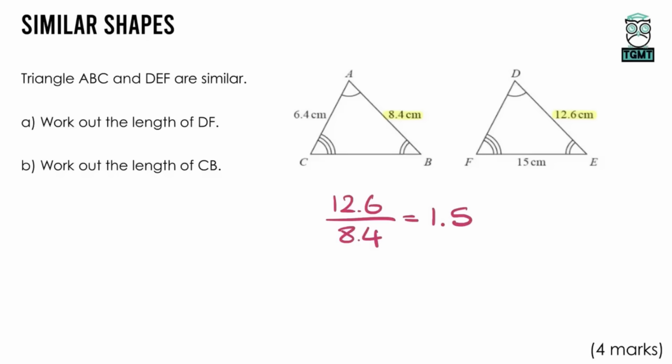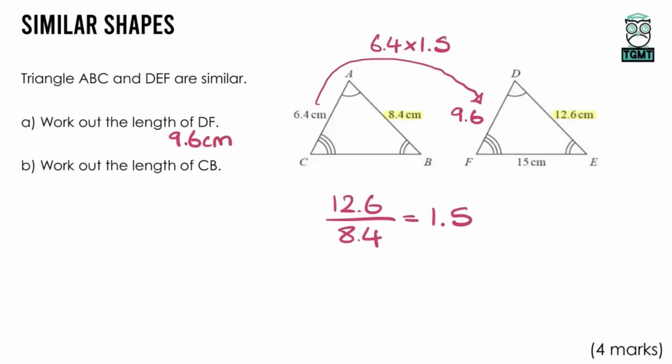So now we're just going to apply that. Work out the length of DF. Well, that's going from the smaller triangle up to the big one just here. To do that, we would do 6.4 multiplied by 1.5. And just make sure you use your calculator to get this right. And that comes out as 9.6. So there we go. That would be 9.6 centimetres.